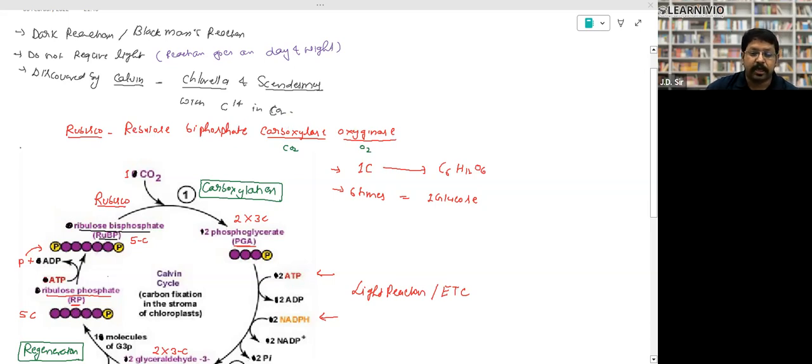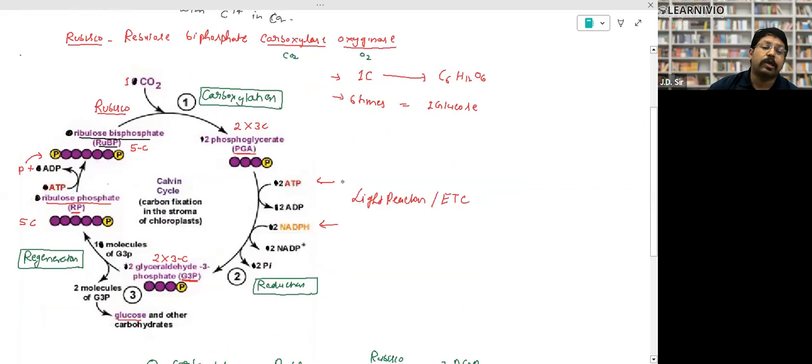Now come to this cycle. What is this cycle? This is called the C3 cycle, right? Means dark reaction or Calvin cycle is also known as the C3 cycle because the first stable compound is 3 carbon, right? Phosphoglycerate. That's why it is called C3. These purple color molecules are the carbon atoms, and these yellow color ones are the phosphates.